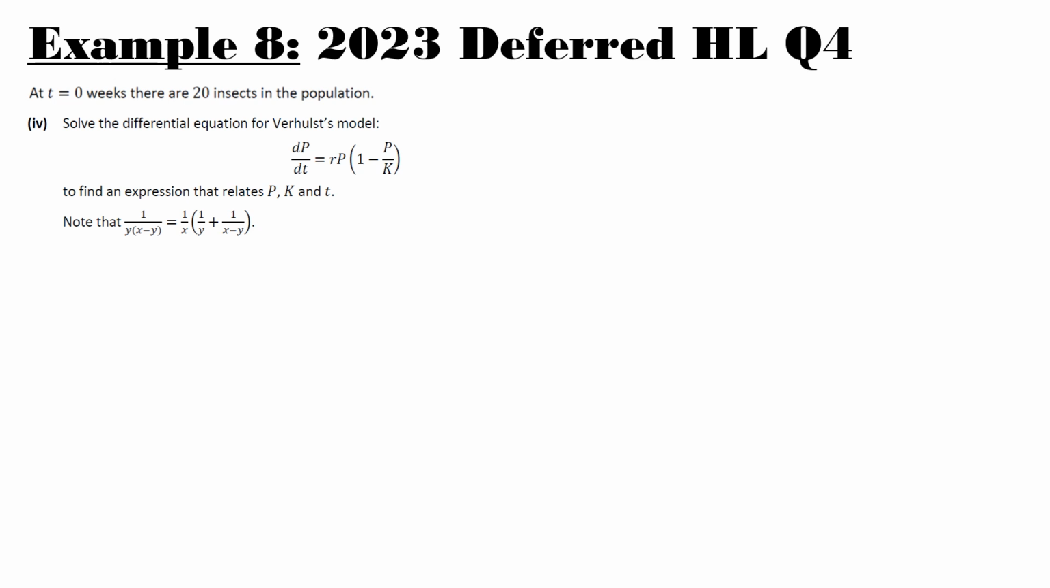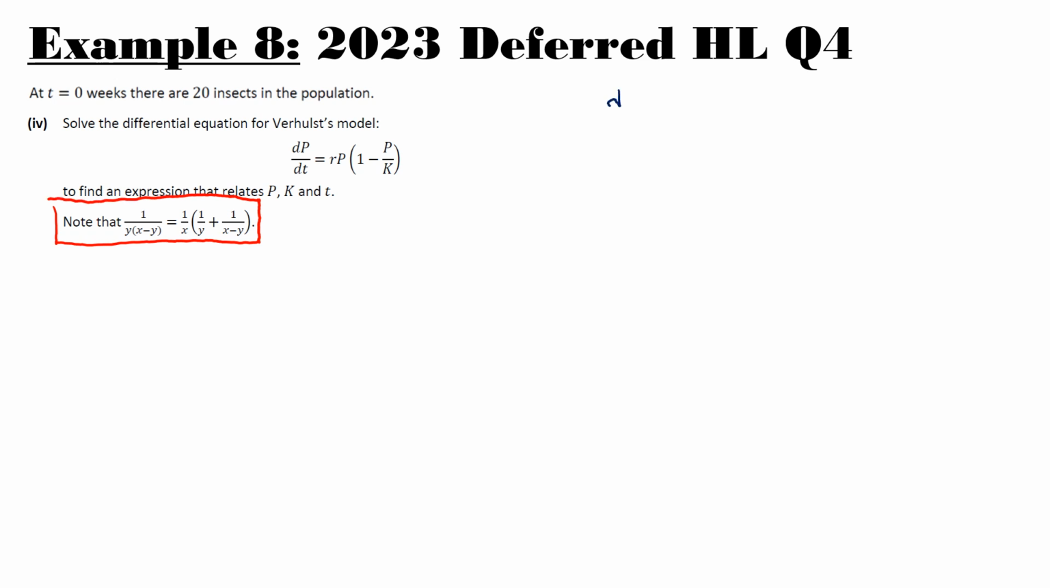So here we have dP/dt equal to rP times (1 minus P over K), and we want to find an expression that relates P, K, and t. So we're solving to get P equals. Now, note that 1 over y times (x minus y) is equal to 1 over x times (1 over y plus 1 over (x minus y)). So this little piece of information is something we're going to use. And let me just put a box around it. And this is going to help us with our integration.